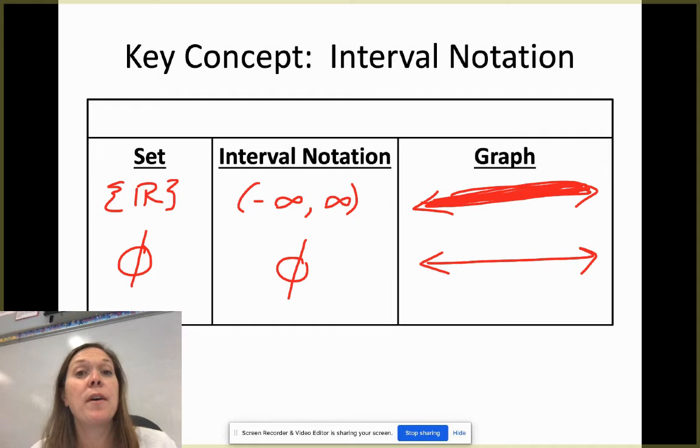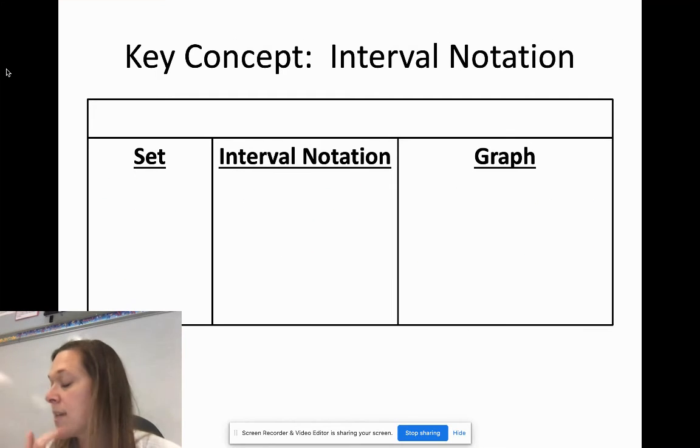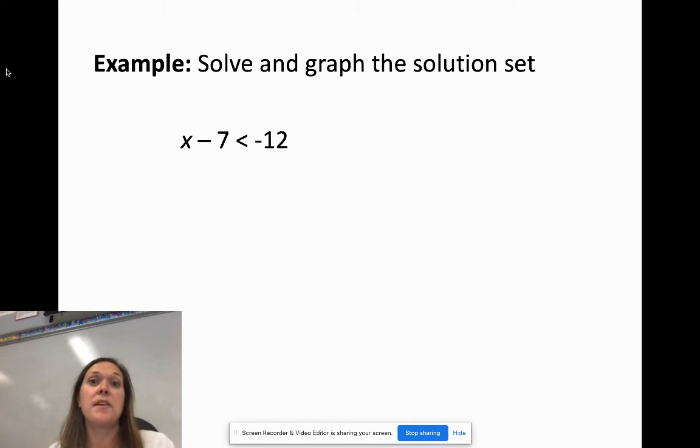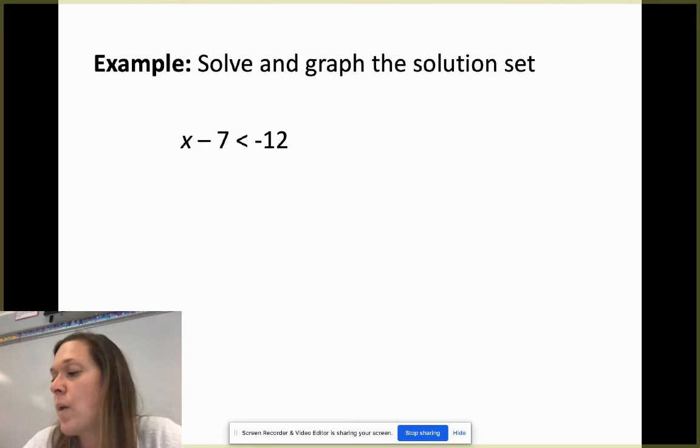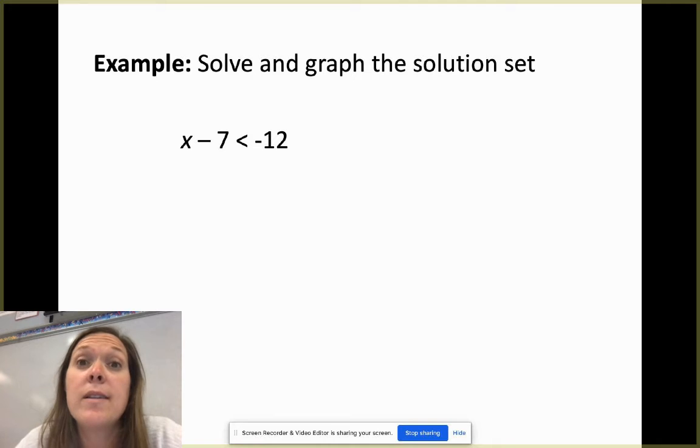Okay. All right, so now that we've got all of our interval notation taken care of, again, we'll be using it throughout these examples, so you'll get extra practice with it. Let's go ahead and solve and graph some solutions of some inequalities. So here we have x minus 7 is less than negative 12. This is a very easy one-step inequality to solve for.